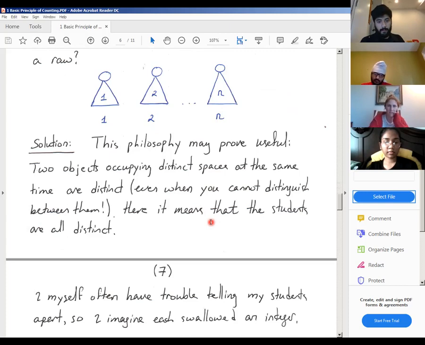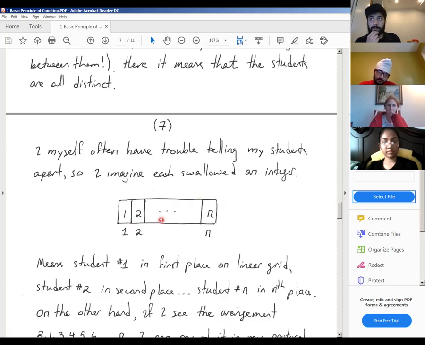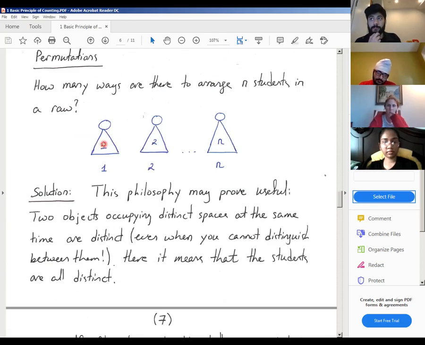So that will come in handy later on. First of all, I have this philosophy that two objects that occupy different places in space at the same time are definitely different objects. They're not the same, even if they look alike. You will see that that matters soon. So in this experiment, I can imagine that each of those people either wears a tag or has swallowed a number. Inside of them, there is a number that makes them distinguishable. I think of it because I have a hard time distinguishing between certain students. I then imagine that each of them has swallowed an integer.